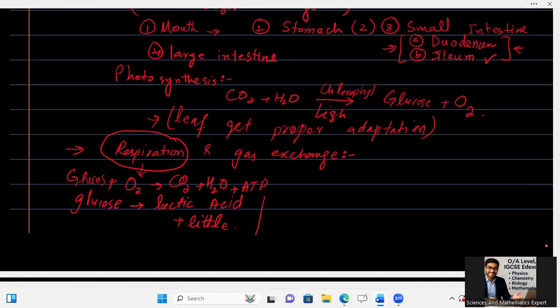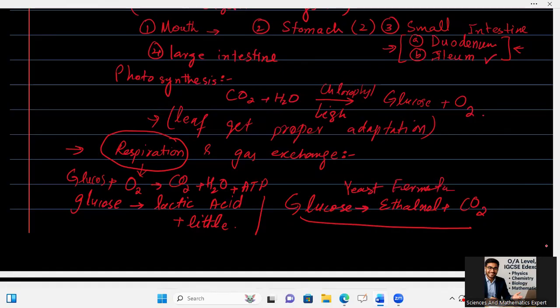And in yeast fermentation, the glucose is converted into ethanol plus carbon dioxide and a little energy. This is called yeast fermentation, and it is used for baking and brewing processes.